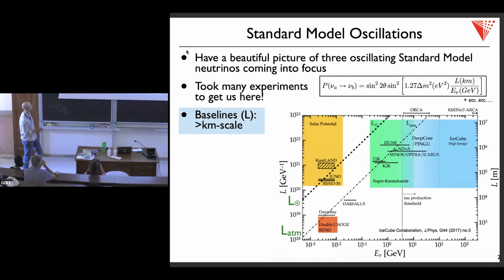We have L on this axis, which is the source-detector distance, and E on this axis, which is the energy of the neutrino. What you see is a bunch of different experiments at different energies and baselines. The ones that have observed oscillations are these diagonals, and that means we're seeing oscillation at a fixed L over E combination, which looks like this formula right here.